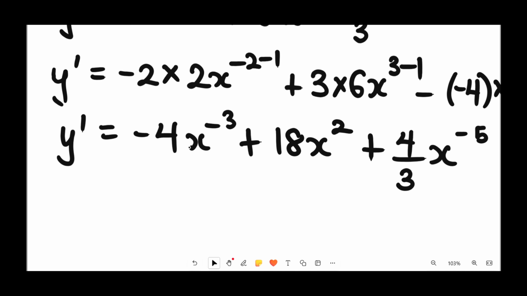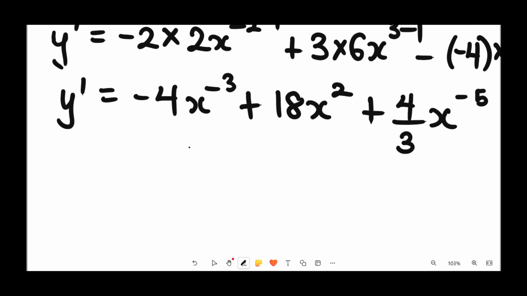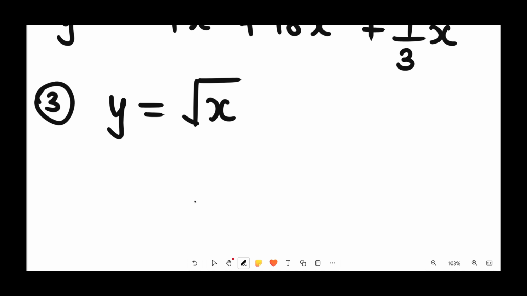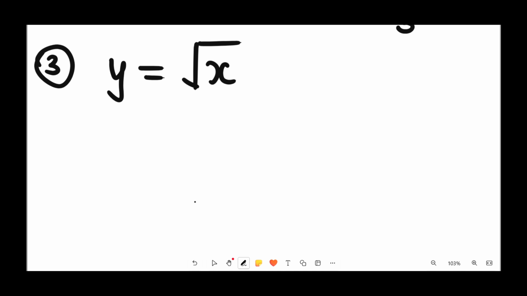All right. Let's look at another example. Let's assume that we have our function to be y is equal to square root of x. How do we differentiate this? We have to now rewrite the function as y is equal to x having a power of half. Square root of a number is the same as the number exponent half.